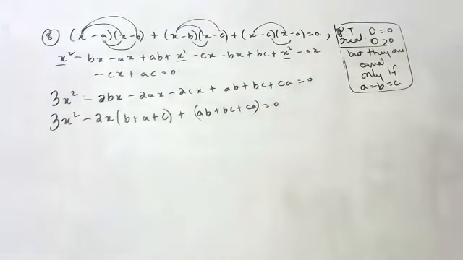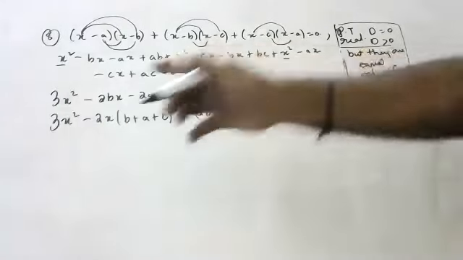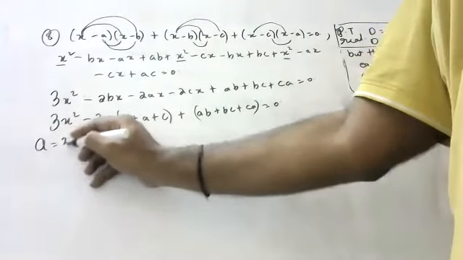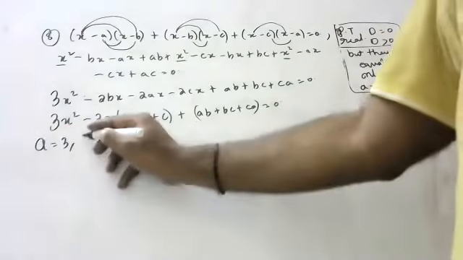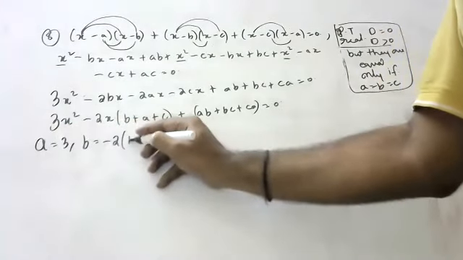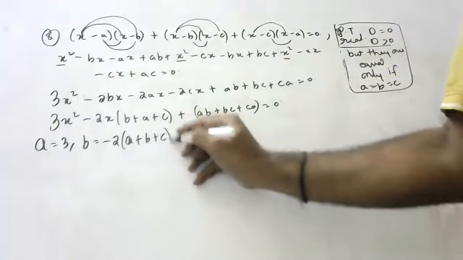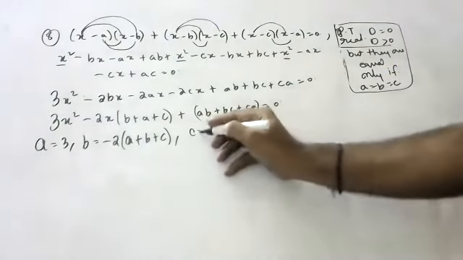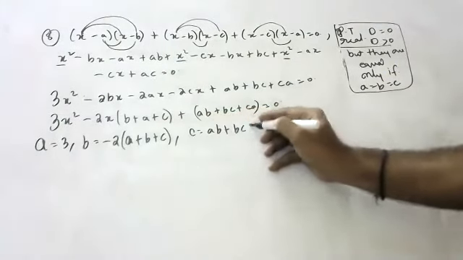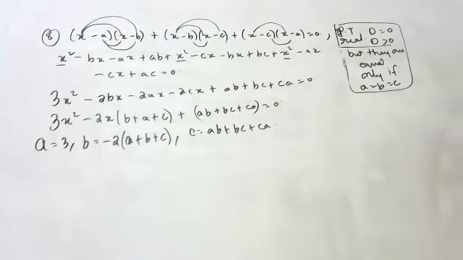Now we got an equation. We got a quadratic equation. What is in this quadratic equation? What is a, children? 3. What is b, children? Minus 2 into (a plus b plus c). What is c, children? ab plus bc plus ca. This is the quadratic equation with a, b, c.